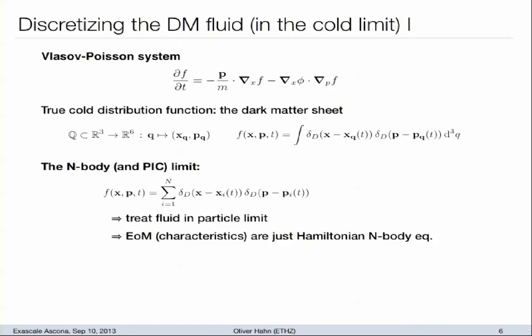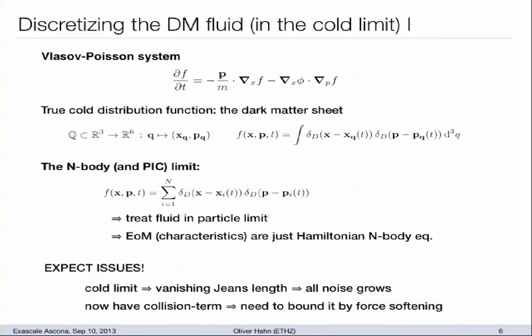Okay, then what's typically done is you assume you go to the n-body limit, but then instead of having this continuous structure here, you just place delta functions at random locations and velocities, and you treat it in the particle limit. But of course, if you do this, you get a collision term, because at this order, it is nothing different than gravitating bodies with singular forces, and so you have to bound this collision term with softening.